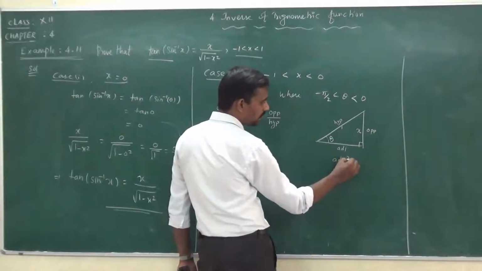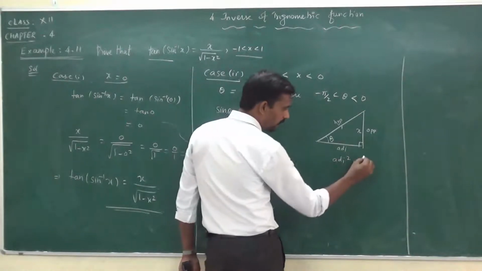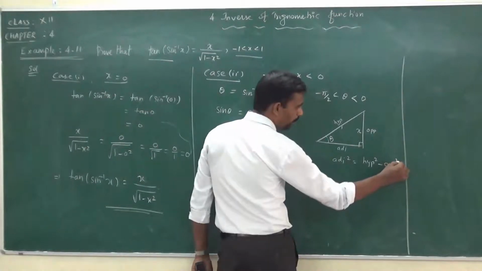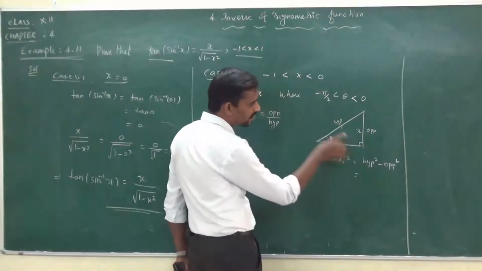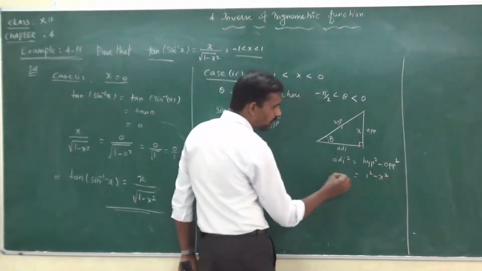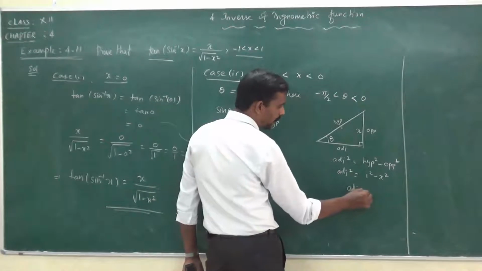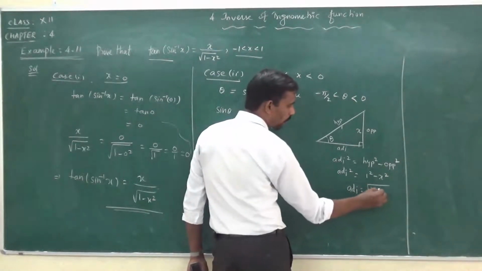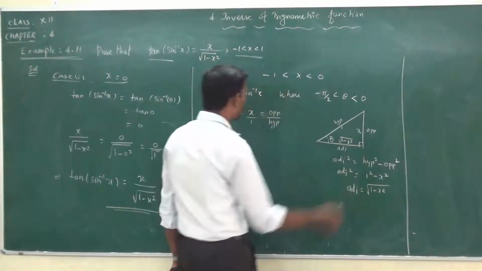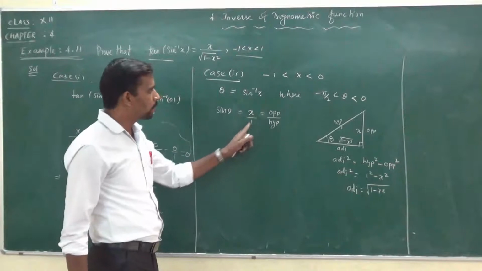What is the adjacent side? So we know the Pythagoras concept. Adjacent side square we can write as hypotenuse side square minus opposite side square. What is the hypotenuse side square? That is 1. So 1 square minus x square is equal to adjacent side square. I need the adjacent side only, so I take the square root. So this is nothing but root of 1 minus x square. This is for sin theta, which is equal to x by 1.